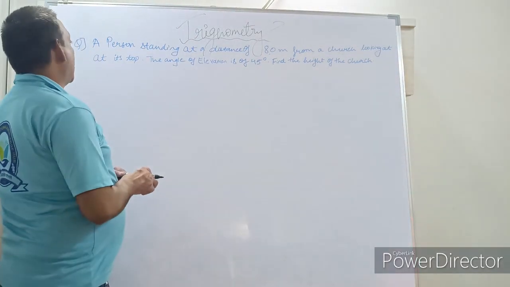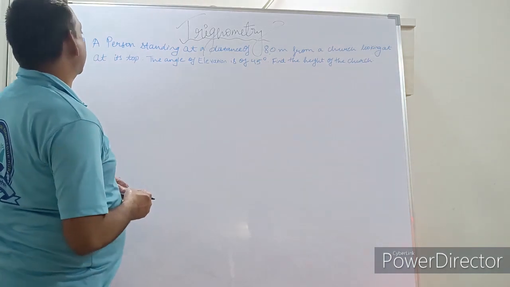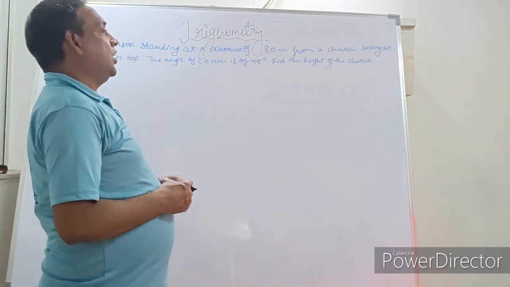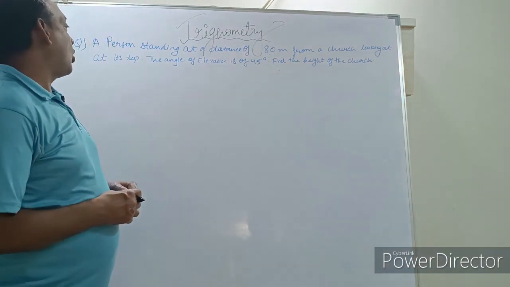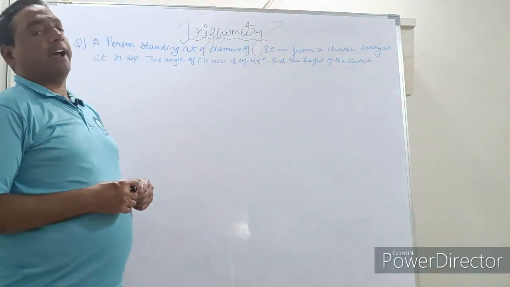Okay, so now let's do the one sum based on the angle of elevation depression. Here they have given a person standing at a distance of 80 meters from a church, looking at its top. The angle of elevation is 45 degrees. Find the height of the church.